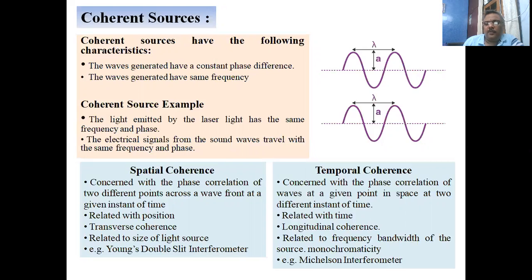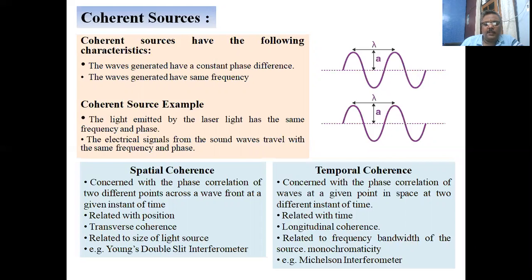Practically, we don't have any two independent sources that are coherent. So what we do is we create two sources from a single source. The most commonly used sources are the light emitted by the laser, which has the same frequency and phase, and the electrical signals from sound waves, which travel with the same frequency and phase.